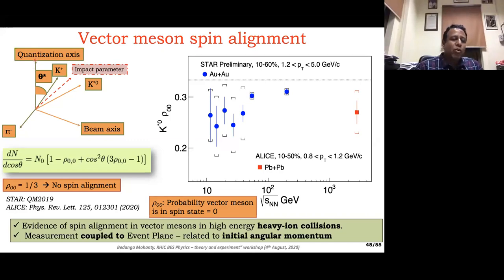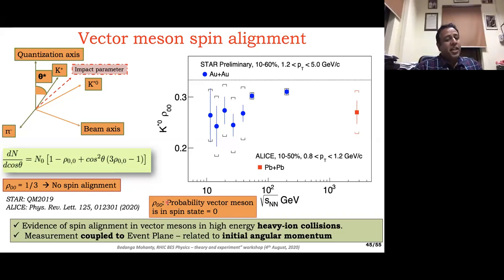And that angular distribution is given by this expression, where ρ00 is the 0th element of the spin density matrix, which is a 3×3 Hermitian matrix. Now, this ρ00 basically tells us what is the spin state of this vector meson. It's a spin 1 particle. It can stay in a state -1, 0, or 1. The probability that it is in a spin state 0 is ρ00.